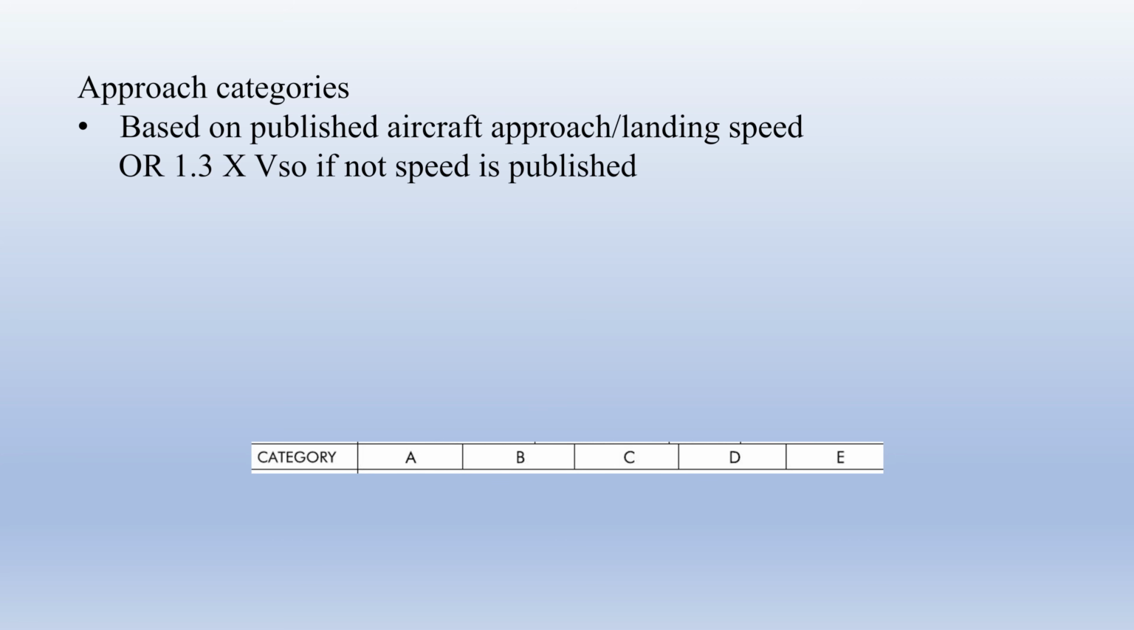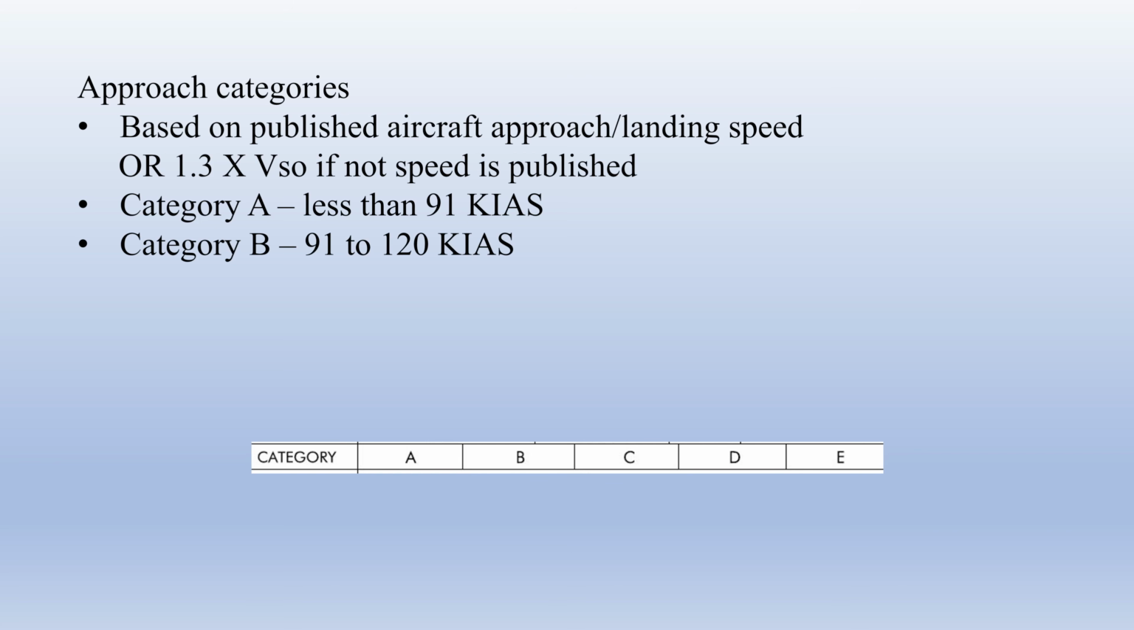Both the landing speeds and the stall speeds are based on what that speed will be when the aircraft is at the maximum landing weight. With larger aircraft, the speeds can vary significantly depending on whether the aircraft is light or heavy. Category A aircraft are those that have approach speeds of less than 91 knots. Most of your light general aviation aircraft are going to fall into this category. The Cessna 172 is solidly in that category.